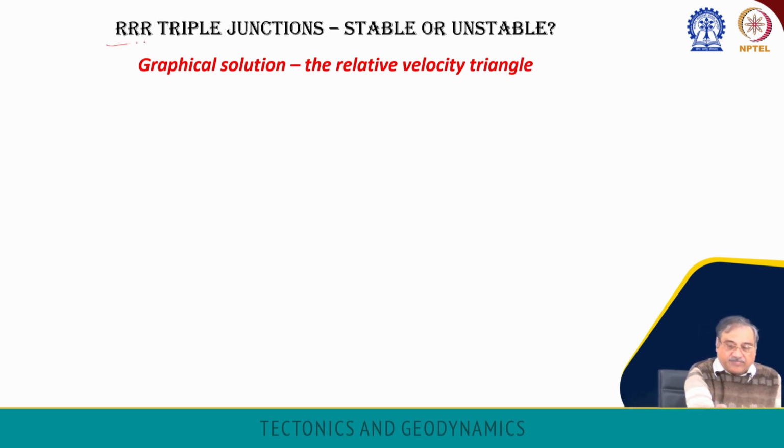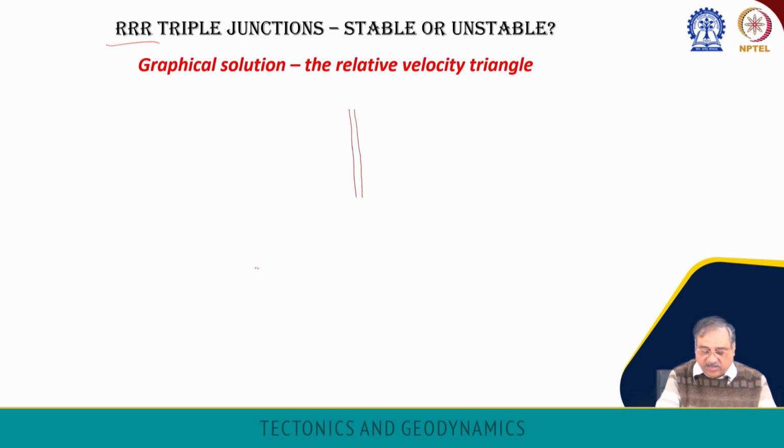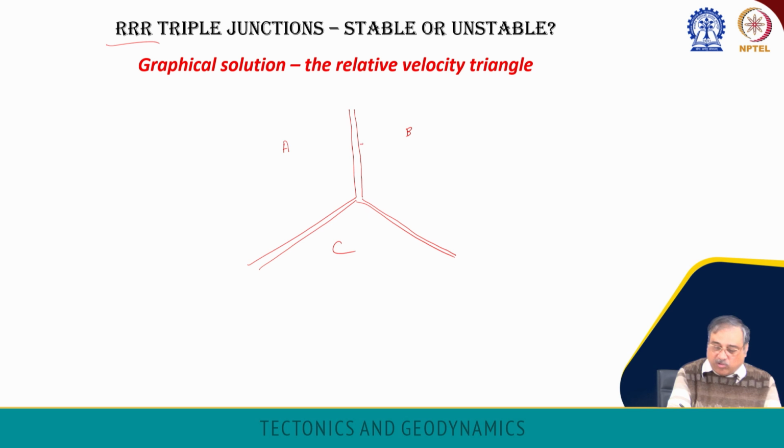This is a different kind, a ridge triple junction. So let's take a very geometric example, for no particular reason, it doesn't really matter. But let's say it's like this, and you have plates A, B, and C here, and they're all spreading orthogonally about their own ridges, this way and this way.